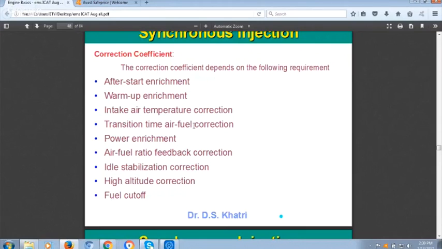Power enrichment. Suppose you want to run at a 120 km/h speed. At that time, you need more power. If more power is required, what do you have to do? You have to make the mixture rich.